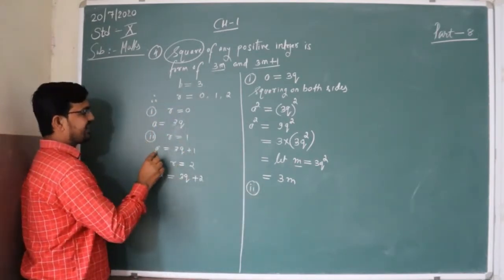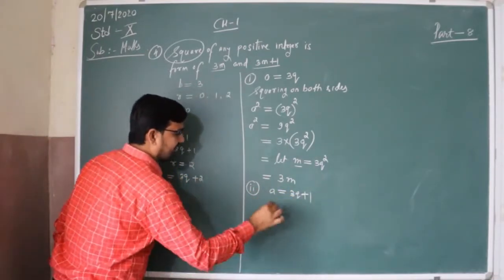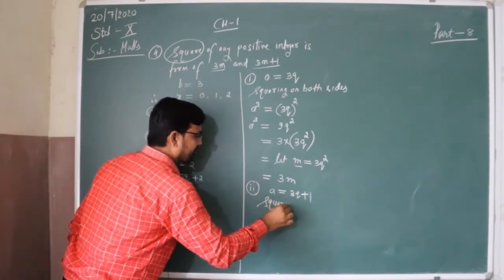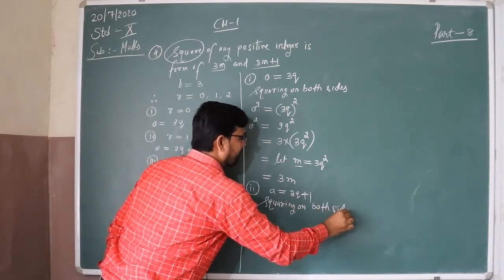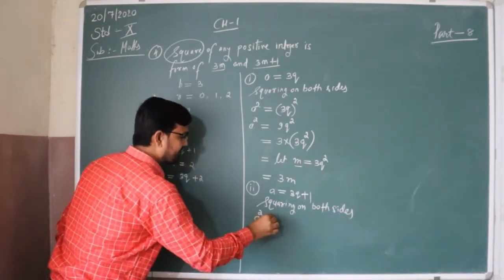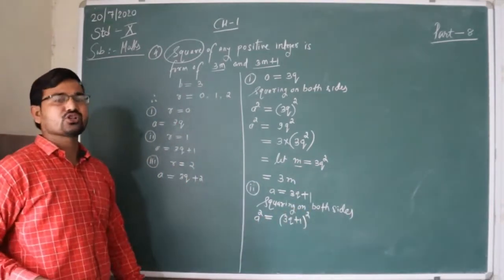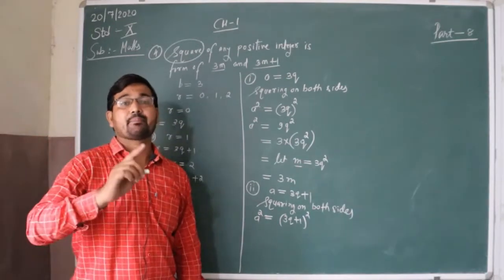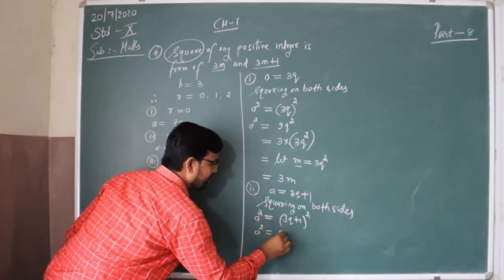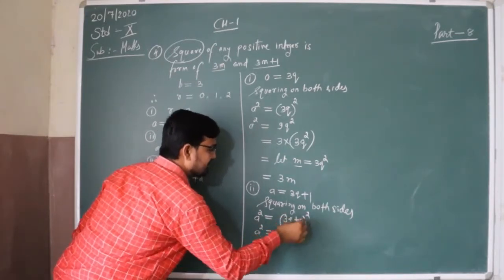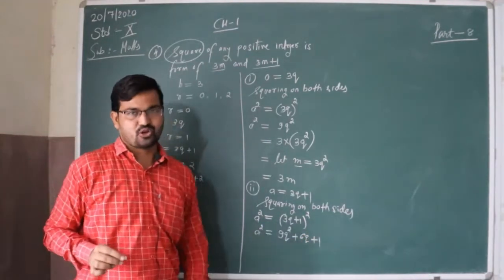In the second one, a is equal to 3q plus 1. Again squaring on both sides, a square is equal to 3q plus 1 whole square. So here we are going to use the a plus b whole square formula. So a square is equal to 9q square plus 2 into 3 into 1, that is 6q, plus 1. You already know how to solve this.